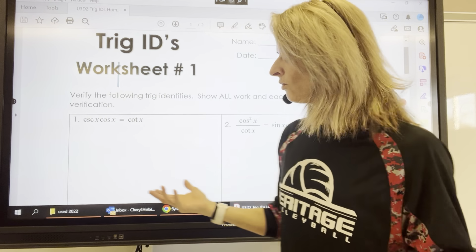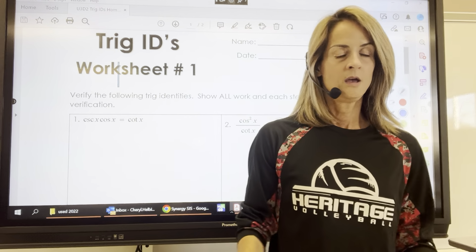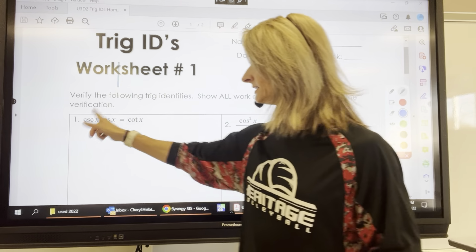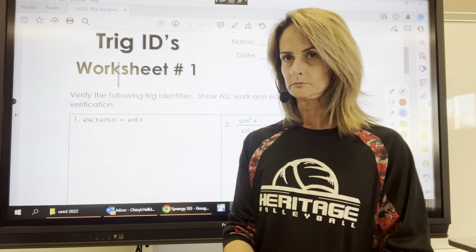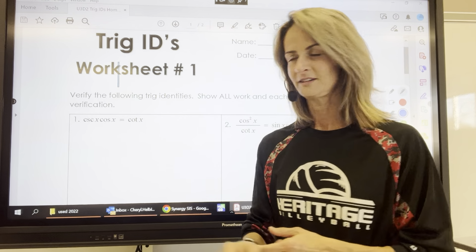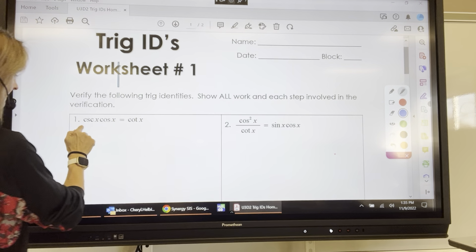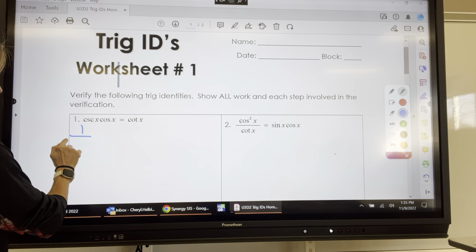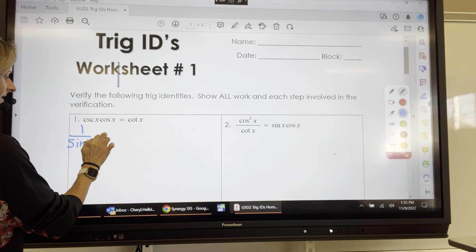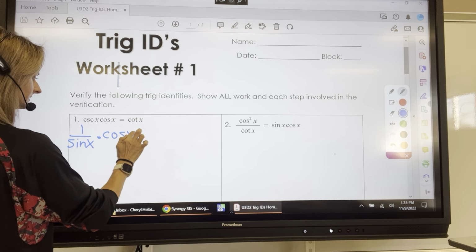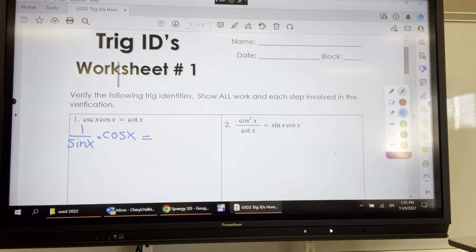And I don't know what's going to happen. I'm just going to try stuff and just see if it works. But the first thing I noticed is that cosecant, what's the reciprocal of cosecant? Okay, so I'm just going to rewrite the left side as 1 over the sine, and they're using x in this problem, times the cosine of x. All I did was rewrite cosecant as its reciprocal.